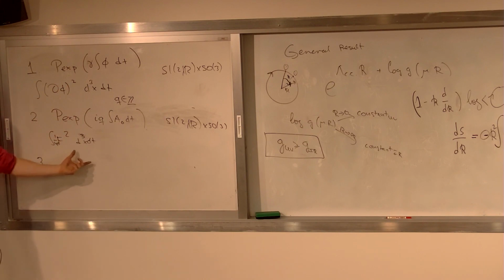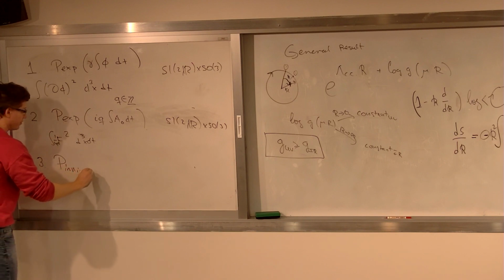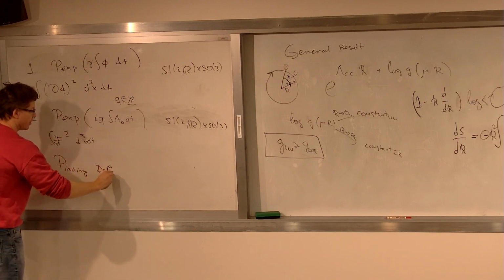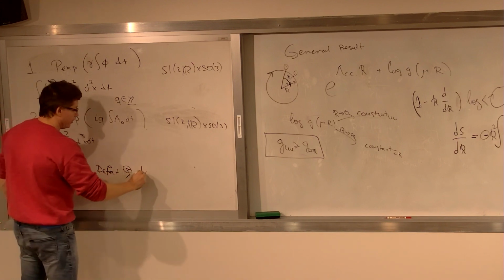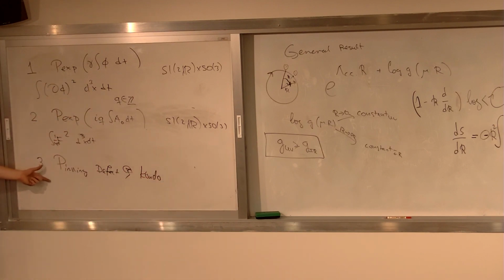And the third example will already be interacting. So the third example we'll talk about will be motivated by condensed matter, which would be the pinning defect and the Kondo defect. I'll say a few things about those. These are non-abelian versions of this guy. So it's like a non-abelian version of the first example.